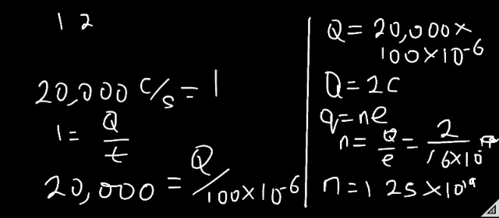You can approximate it because you see charges are in whole numbers. So if you like, you can approximate it. So that would be 1 times 10 raised to power 19 electrons. So that's the answer.